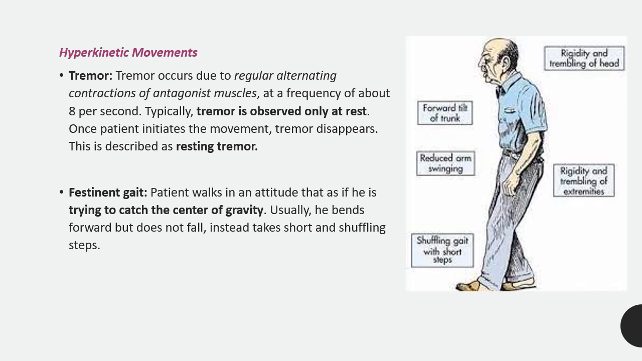Hyperkinetic movements. Tremor. Tremor occurs due to regular alternating contractions of antagonist muscles, at a frequency of about 8 per second. Typically, tremor is observed only at rest. Once the patient initiates the movement, tremor disappears. This is described as resting tremor. Festinant gait. The patient walks in an attitude as if he is trying to catch the center of gravity. Usually, he bends forward but does not fall, instead takes short and shuffling steps.